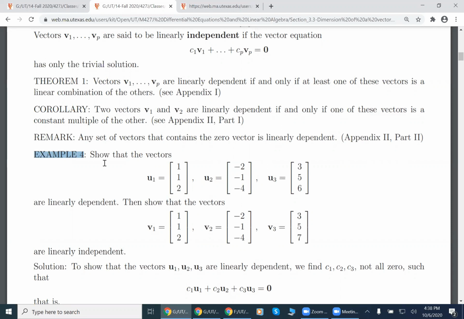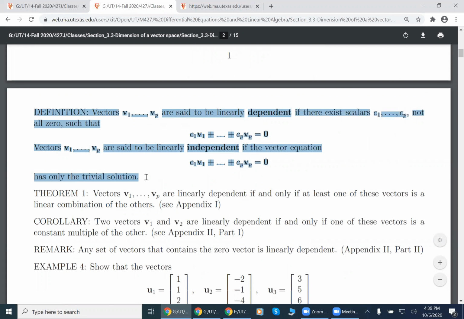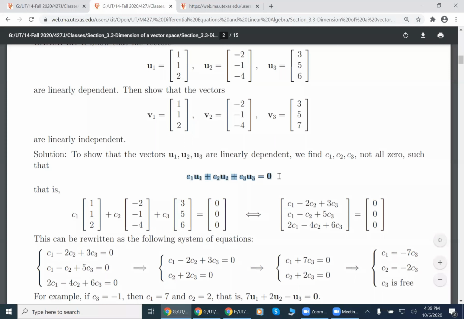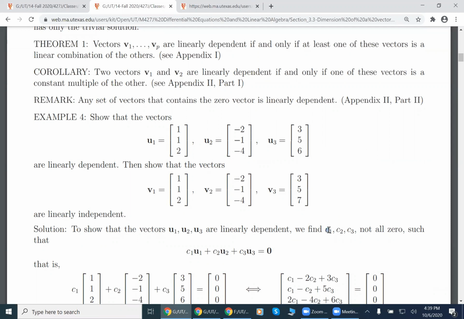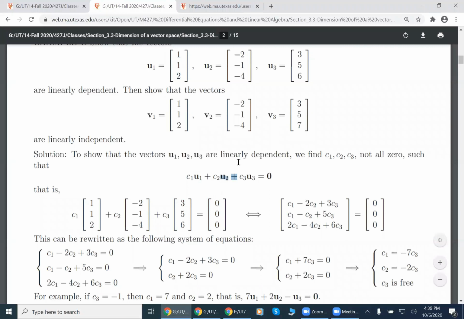Look at example 4. Let us show that these three vectors are independent. In order to show it, we will use the definition. So we start with the equation over here. Since we have only three vectors, we have only three terms here. So the question is, is it possible to find C1, C2, C3, not all 0, such that this is 0? Here's what we do. Replace U1 by this, U2 by this, and U3 by this.